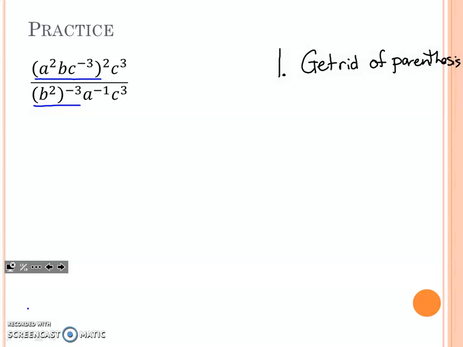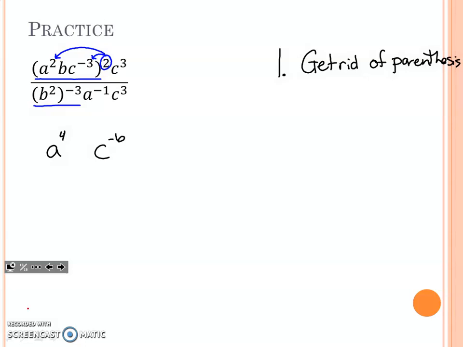Okay? I'm going to take this 2. And we're going to take 2 times 2. 2 times 2 gives me 4. So that becomes an a to the 4th power. I'm also going to take 2 times negative 3. 2 times negative 3 is going to give me a c to the negative 6.